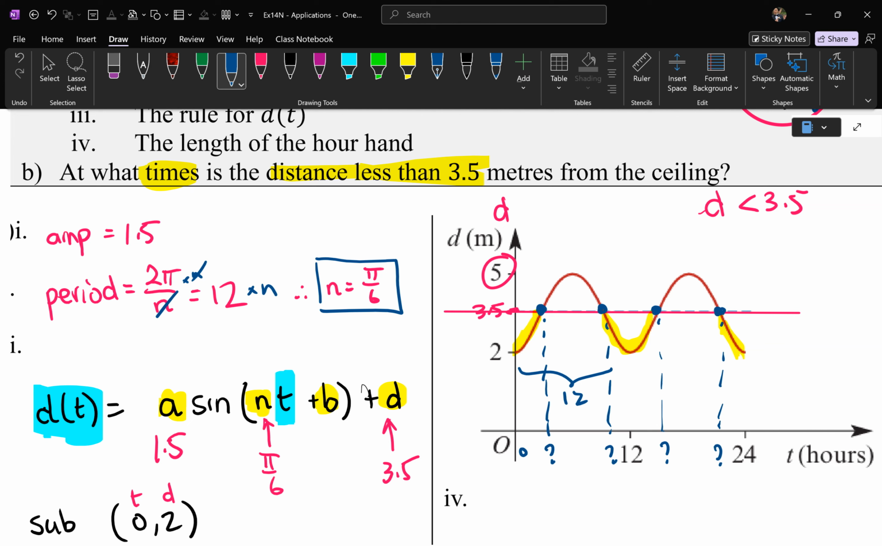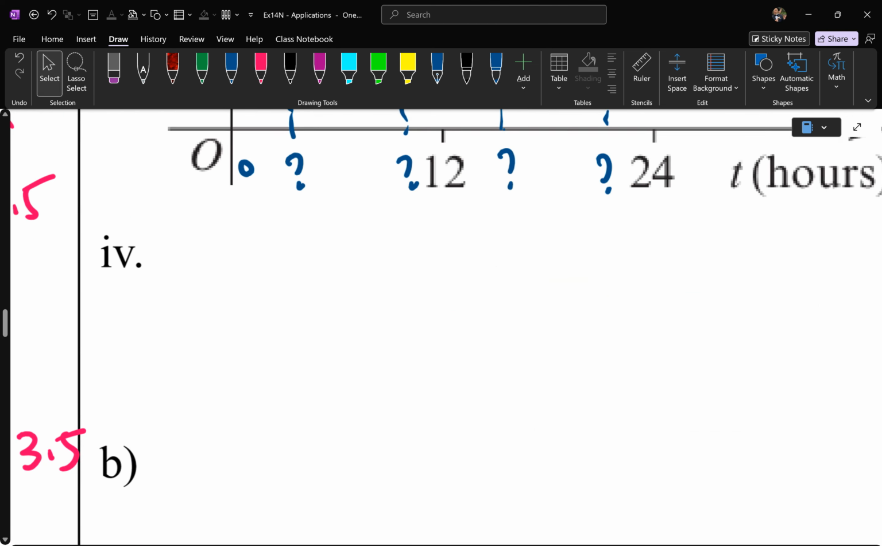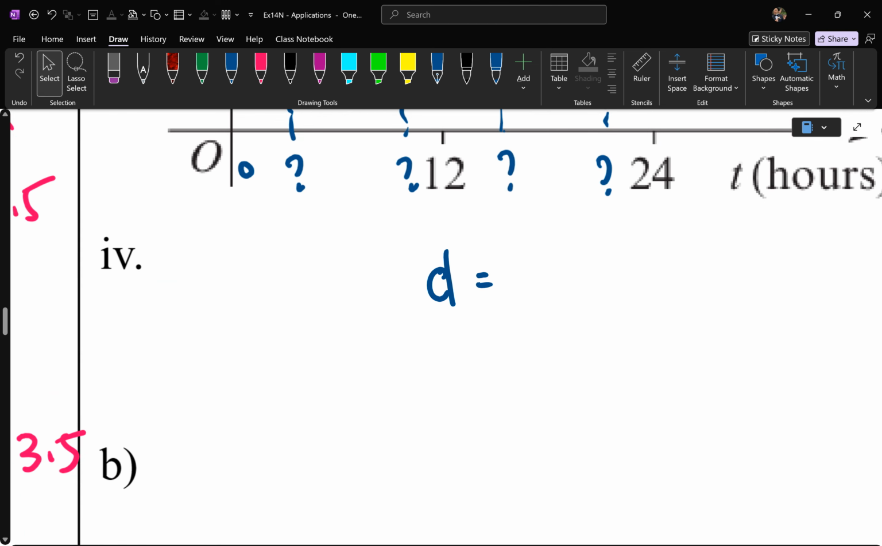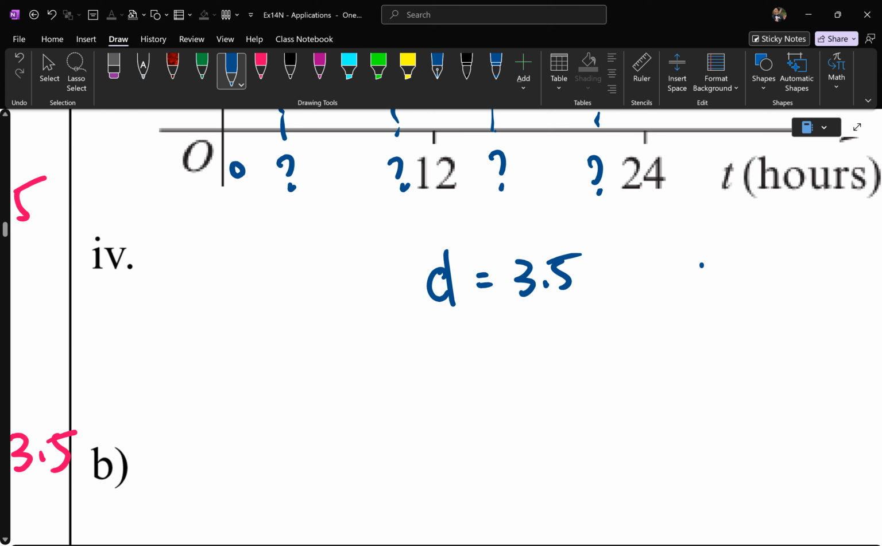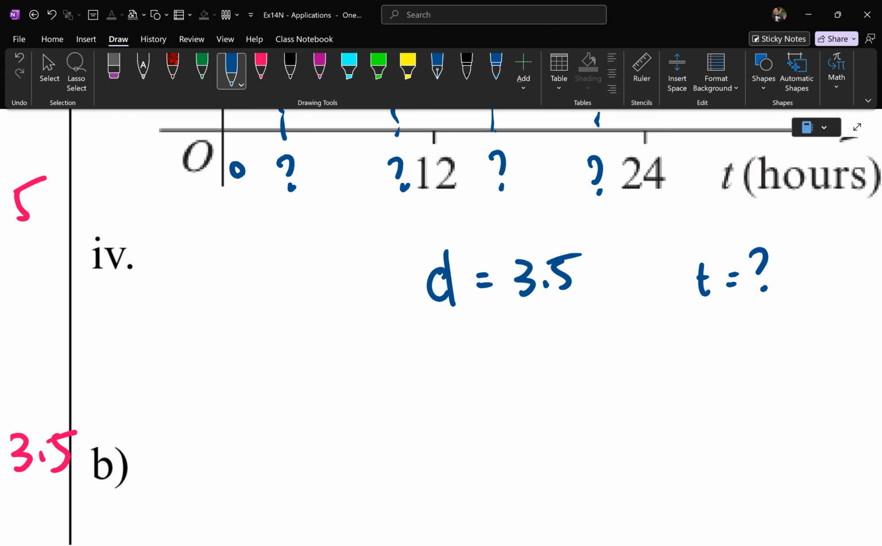Now, how do you work out all of these points that I just drew in? Well, first work out when D equals 3.5. When does D actually equal 3.5? Because that tells me the boundary. That tells me exactly what time it will equal 3.5. So how do you do it? You're really solving for this: when D equals 3.5, find the time.